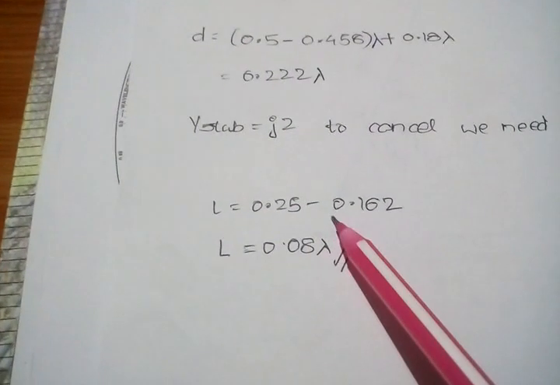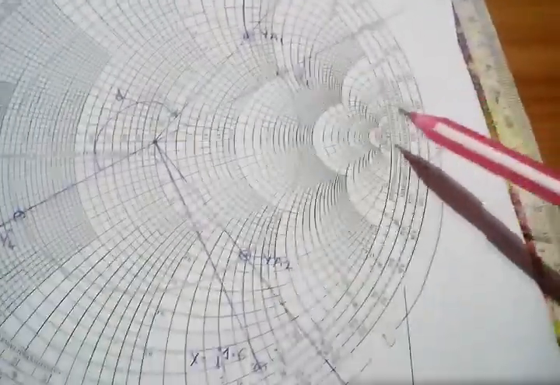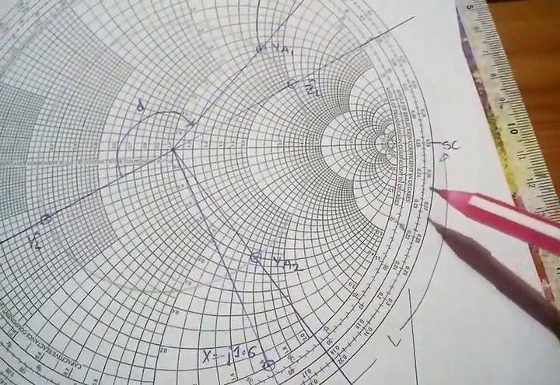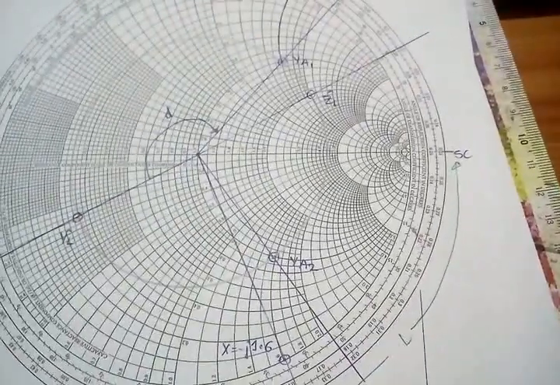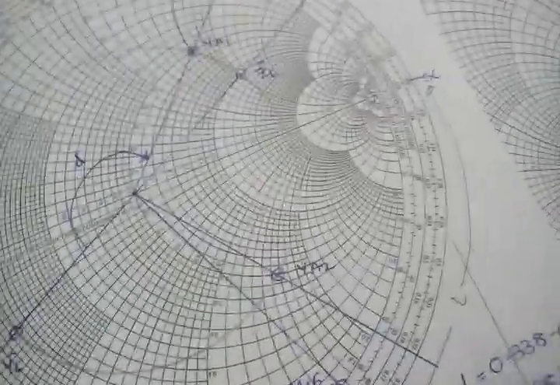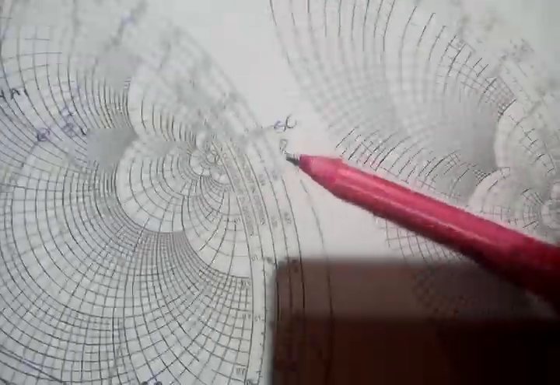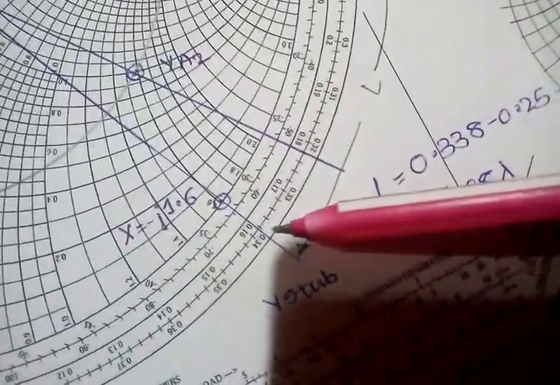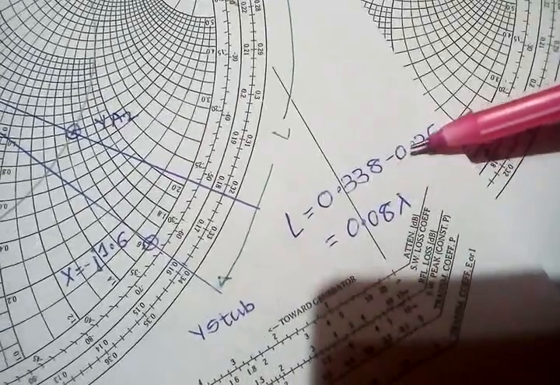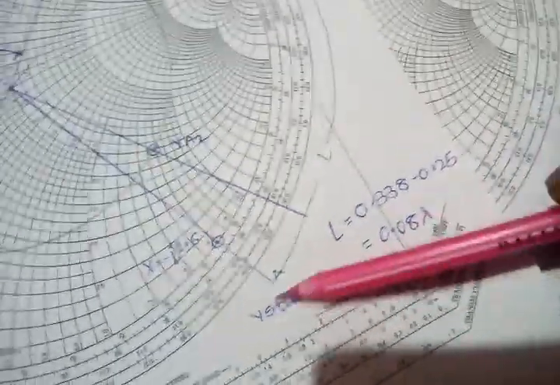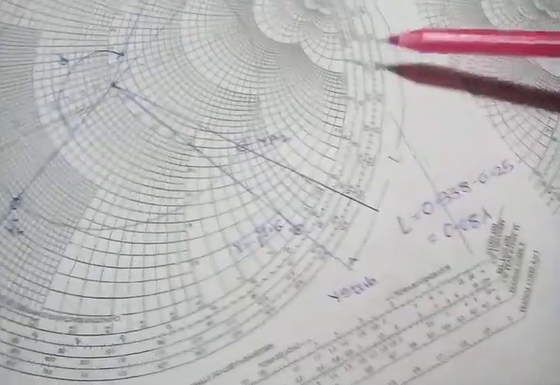This is the length. So the length would be 0.25 minus 0.162. So this is 0.25, and remember, I'm going from short circuit towards the load, so it's towards generator. So you can see this is 0.25, and the outer value is 0.338. So 0.338 minus 0.25 is 0.08, so the length is 0.08.